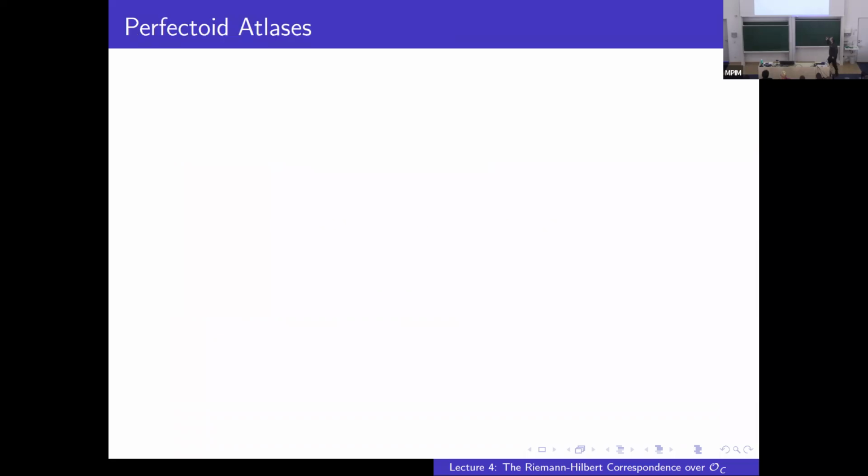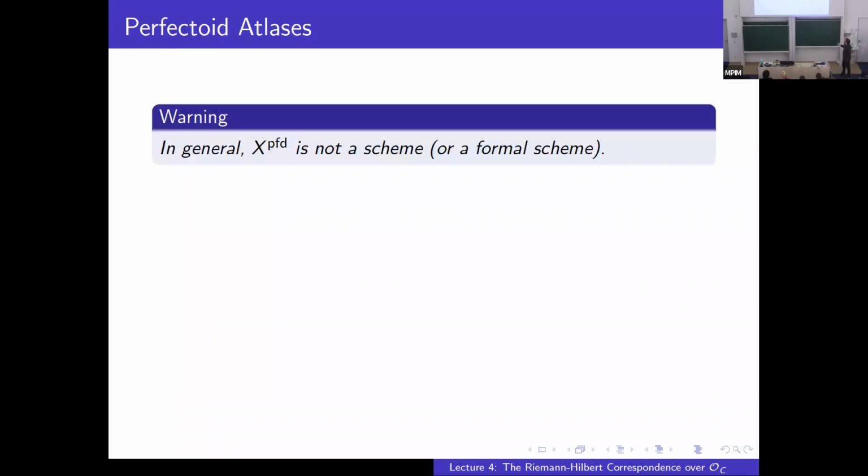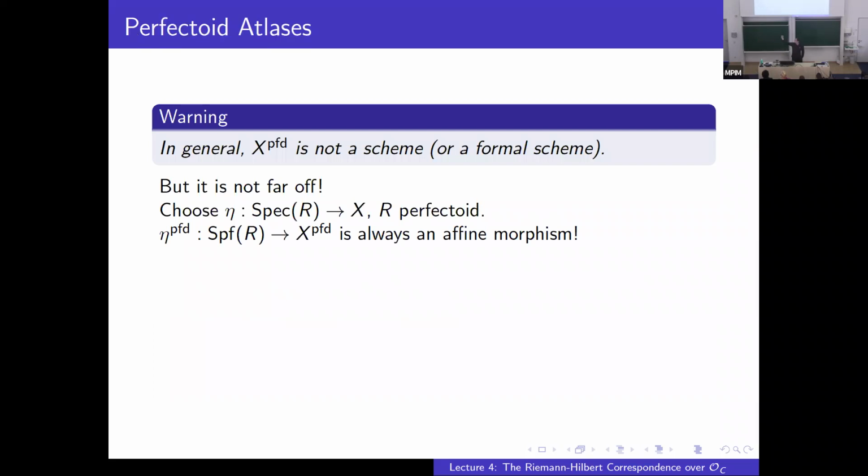Okay, so what about that? So warning, this X perfectoid is essentially never going to be a scheme, or even rarely going to be a formal scheme, but it's not that far off. So let's say you take any map from Spec R into X, where R is perfectoid. That induces a map from the formal spectrum of R into this perfectoidization. And this is always a representable affine morphism.